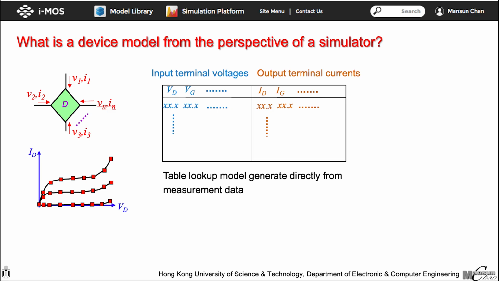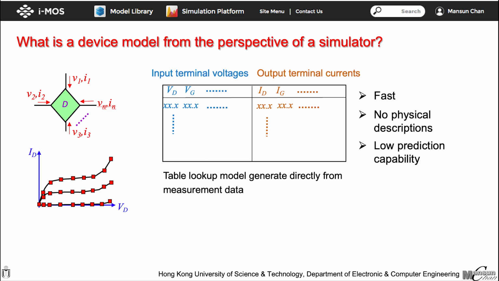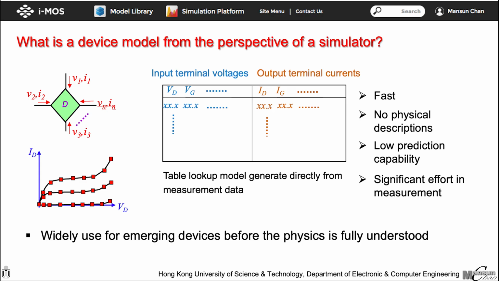Compared to TCAD-based models, table lookup models are fast during simulation. However, they lack a physical description of the device operation. More importantly, they have no predictability beyond the provided data. This means that the current voltage relationship for all devices used in the circuit must be included in the table for accurate simulation. In addition, extracting the necessary physical data requires significant effort. Despite this, table lookup models have been widely used in the simulation of many emerging devices before the detailed physics of their operation is fully understood.